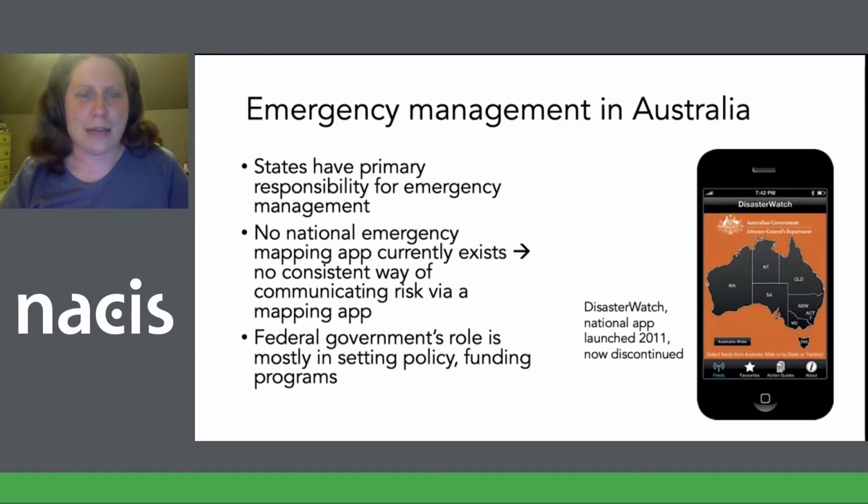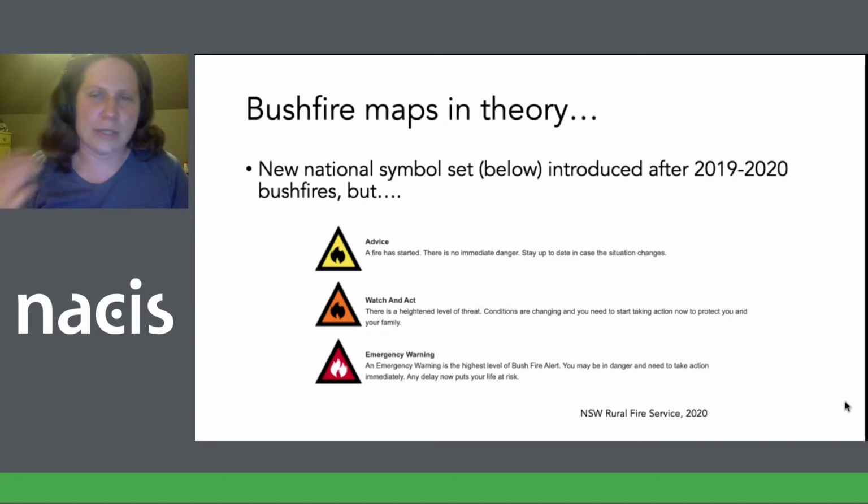So in theory, we have a national symbol set that was introduced after these Black Summer fires, and this is what the symbols are meant to look like. So these are for warnings as you go from yellow to red, it's increasing in the sort of urgency of action that we're asking people to take.